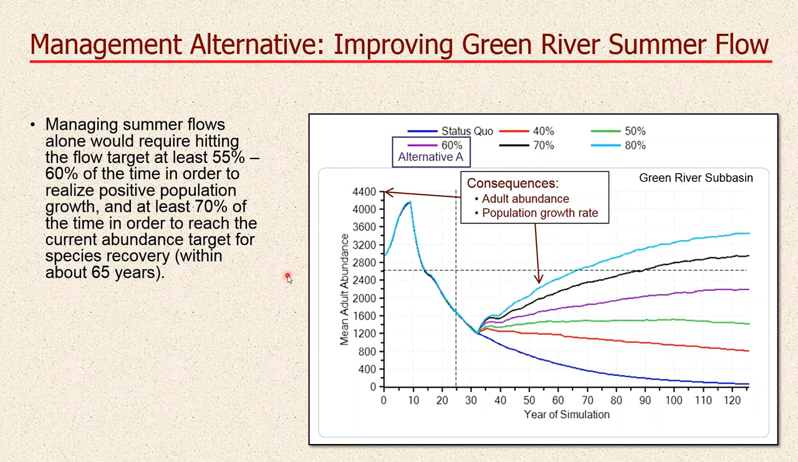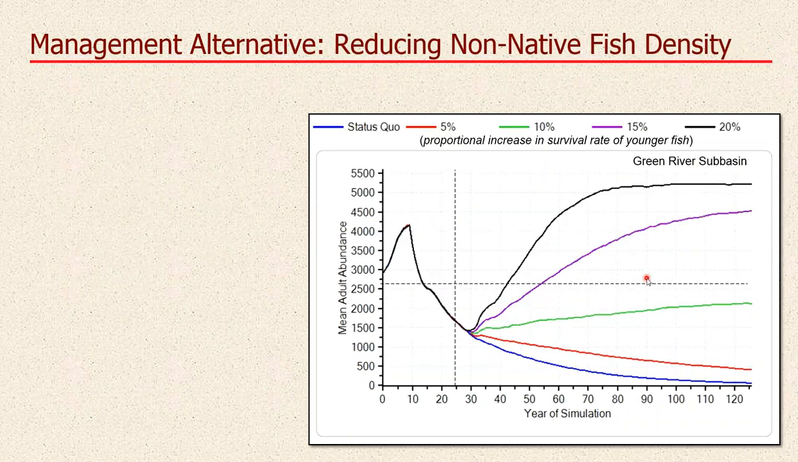Okay, all right. So here's an example of a particular strategy being implemented and the intensity of that strategy required to achieve the desired biological result. And similarly, we can do an analysis looking at applying only a non-native fish management strategy.